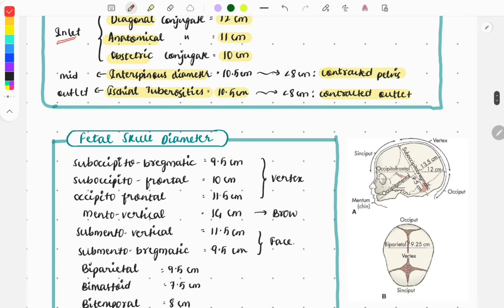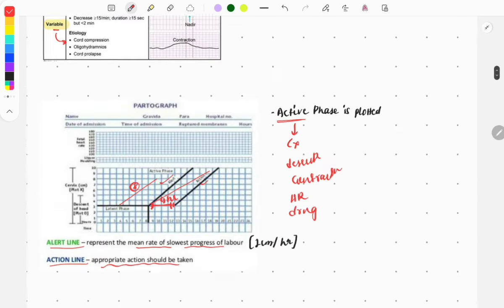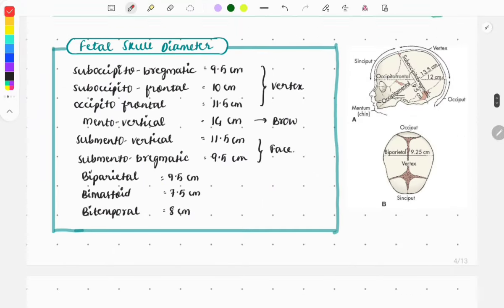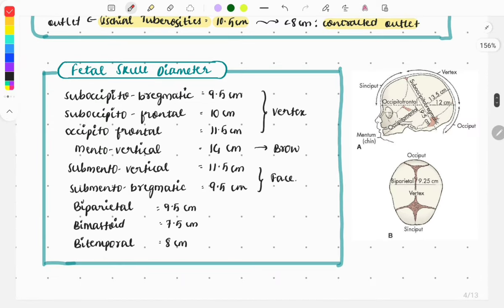Then the fetal skull diameter. This whole labor topic is very confusing because there are a lot of terms in it, like the presentation, the diameter, the pelvis, these stages, everything. So you need to look at these points 2 or 3 times to understand it. Okay, so the fetal skull has various diameters.